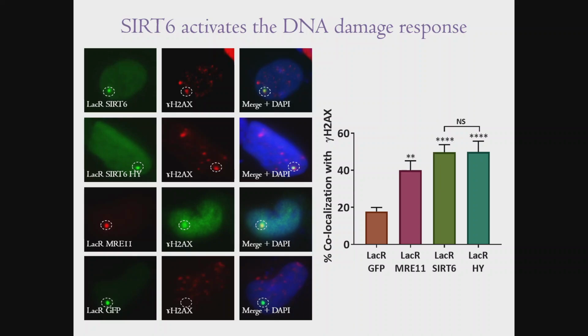So we can see again that if we induce a fake damage with SIRT6 or with the HY or MRE11 as a control, we in all of them can phosphorylate gamma H2AX. Now I just told you that the HY could not bind DNA. So do you know why the HY still works in here? Any idea of why, if this one cannot bind the DNA, we still have activation?